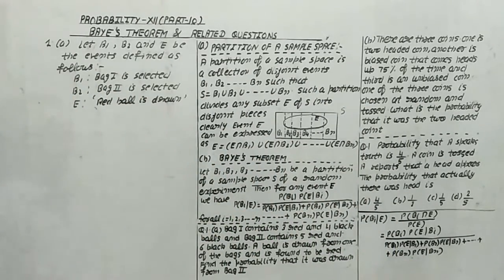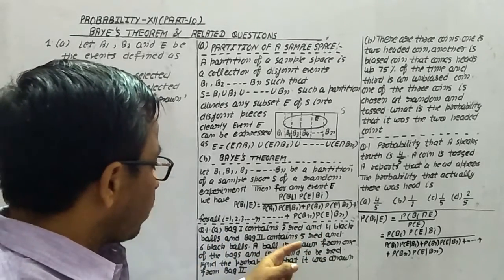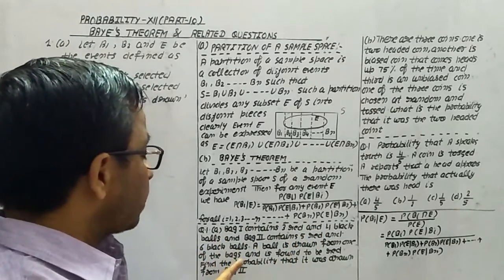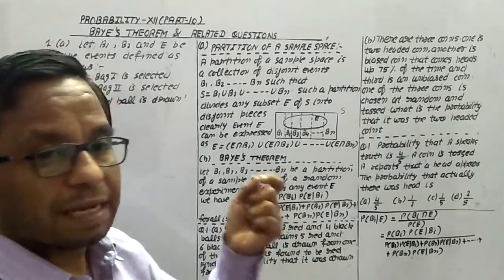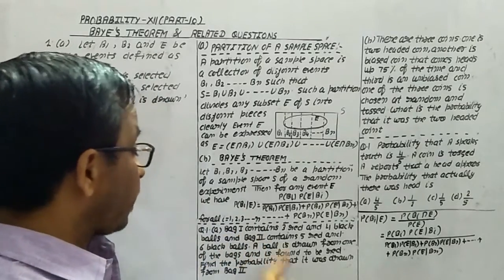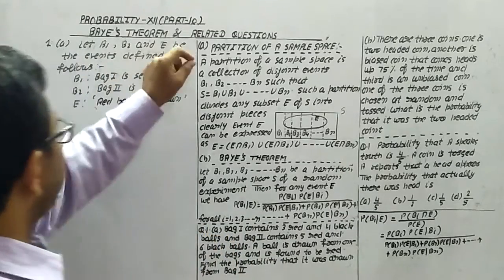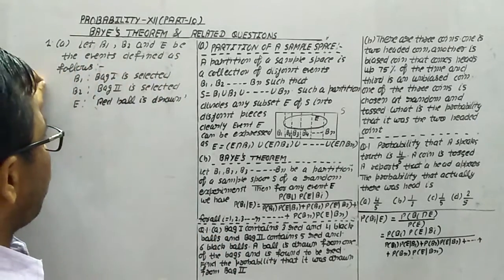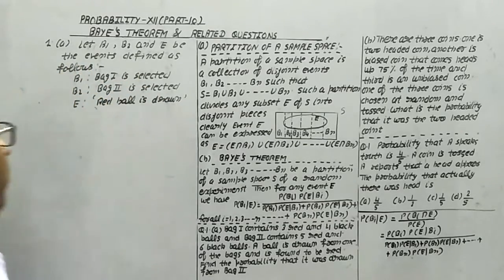Now using this fact, let's do question number 1, A part. Bag 1 contains 3 red and 4 black balls. Bag 2 contains 5 red and 6 black balls. A ball is drawn from one of the bags and is found to be red. Find the probability that it was drawn from the second bag. Now we are selecting a bag first and then the ball found is red. So let us consider B1, B2 and E to be the events defined as follows. B1: bag 1 is selected, B2: bag 2 is selected, E: a red ball is drawn.